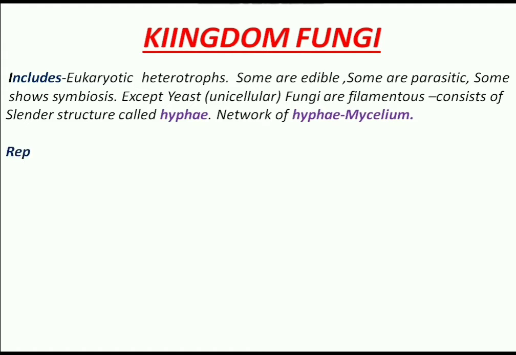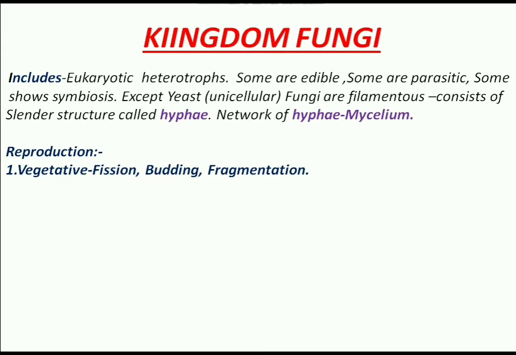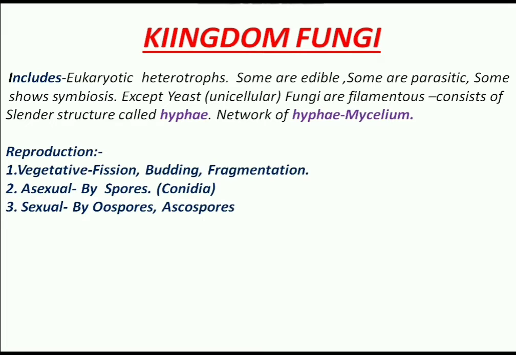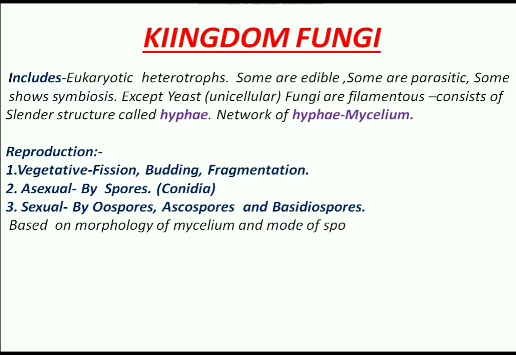Mode of reproduction in fungi is variable. They show vegetative reproduction by means of fission, budding and fragmentation. Asexual reproduction is by spore formation, commonly known spore is conidia, and sexual reproduction by oospores, ascospores and basidiospores. Based on morphology of mycelium, mode of spore formation and fruiting body, kingdom Fungi is divided into various classes.